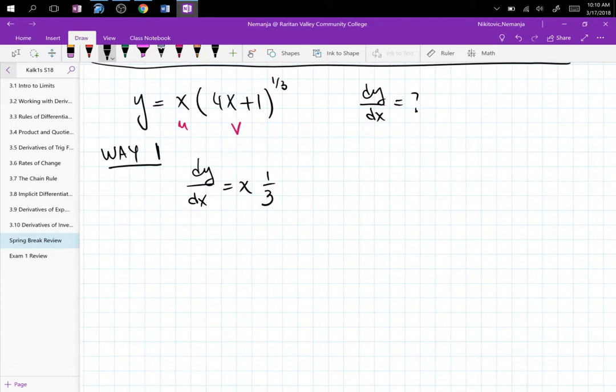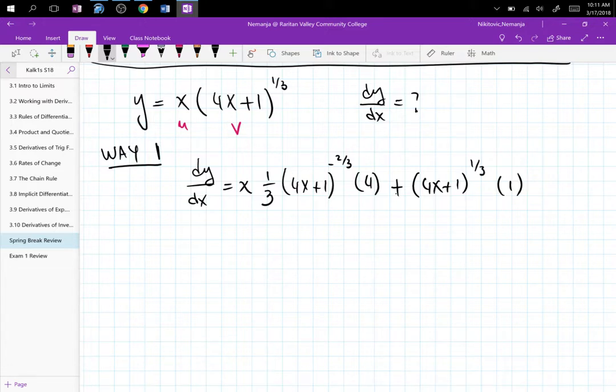So copy the first, which is x. The derivative of the second is 1/3 times 4x plus 1 to the negative 2/3, because we are subtracting 1, times the derivative of the inside, which is 4. That's the chain. That 4 is the chain. Plus, copy the second one, which is 4x plus 1 to the 1/3, times the derivative of the first, which is just 1. Derivative of x is 1. So if you are trying to make sense out of this, you have u, v prime, v, u prime. There we go. So it's all on the pile now.